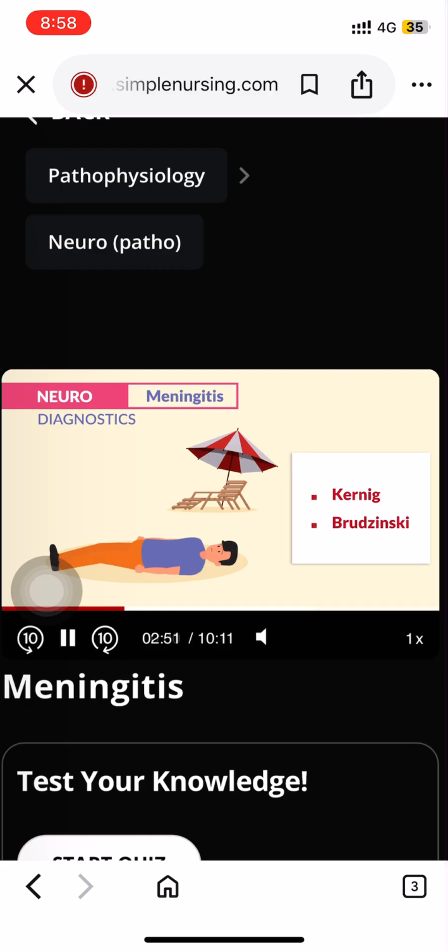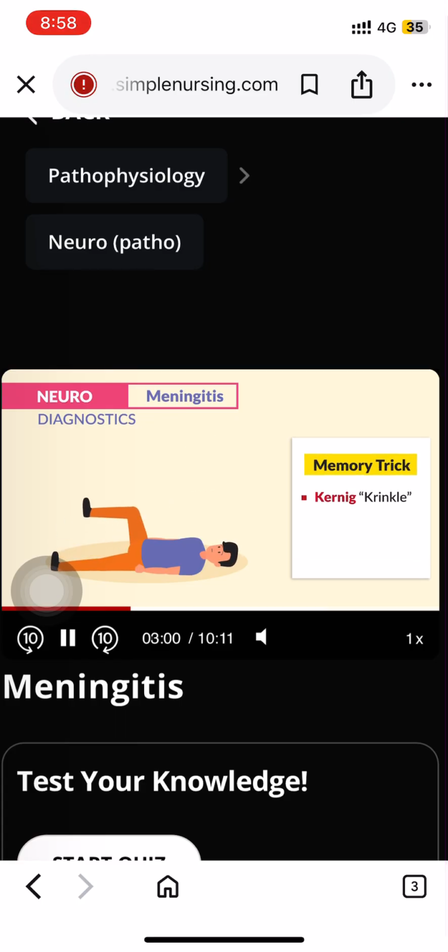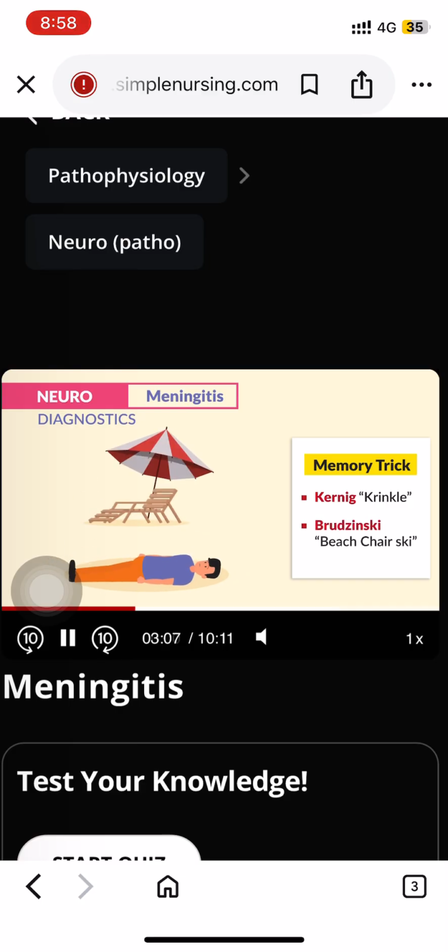And positive Brudzinski's is when the neck is flexed, the hip and knees also flex too, kind of like folding a beach chair. So the memory trick is the Kernig crinkle. When the knees are straightened up, the clients crinkle up in pain. And the Brudzinski beach chair is the other memory trick. The body kind of folds up like a beach chair when the neck is flexed.